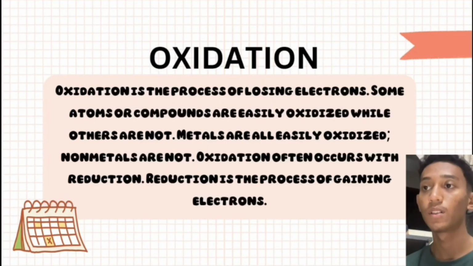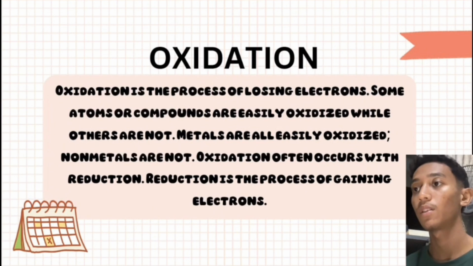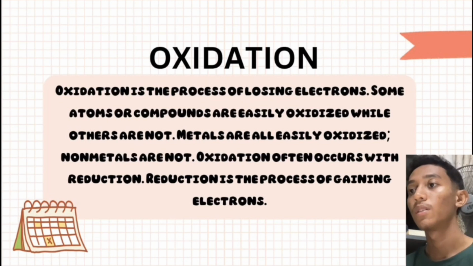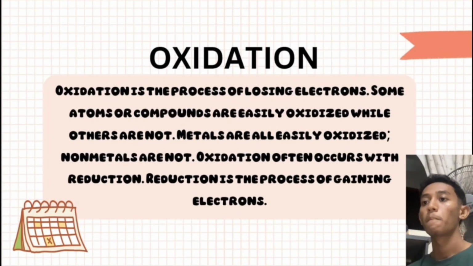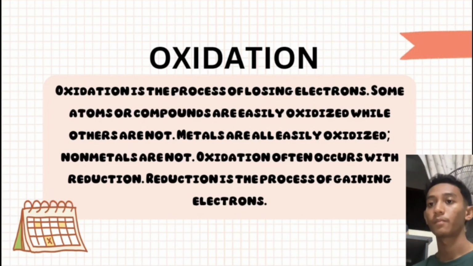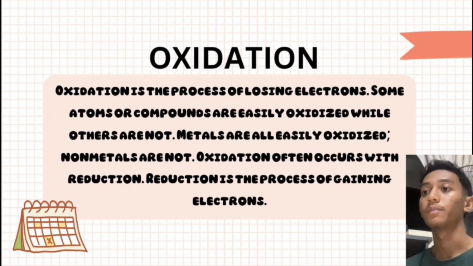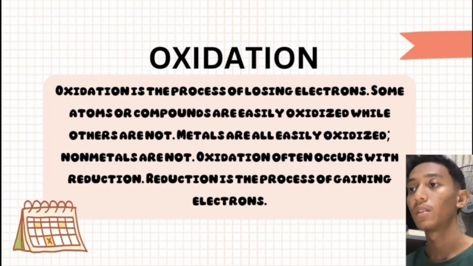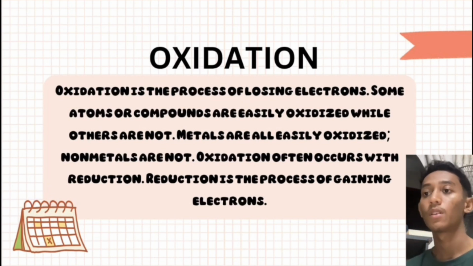Oxidation is the process of losing electrons. Some atoms or compounds are usually oxidized while others are not. Metals are all usually oxidized. Non-metals are not. Oxidation often occurs with reduction.